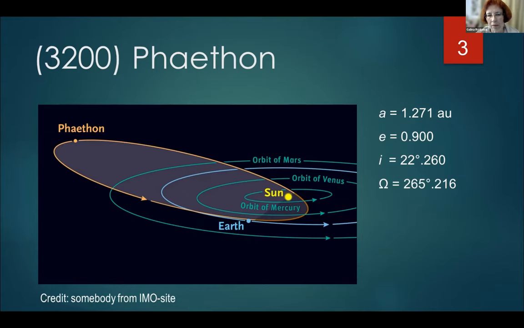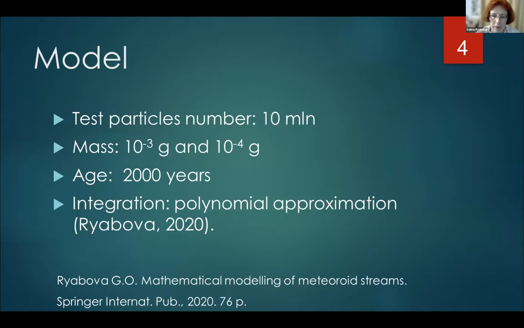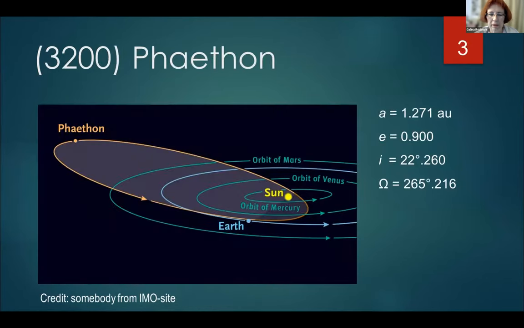So I'll remind some points about modeling. Python is a very interesting object. It has a very, very small perihelion distance and very small orbit. Nevertheless, it has a meteor shower.